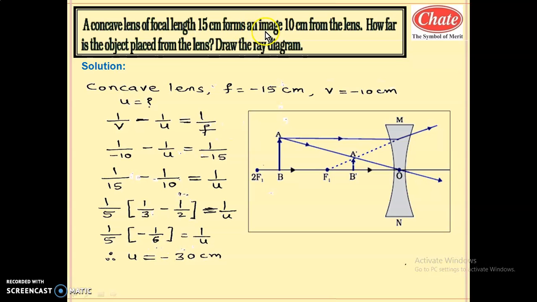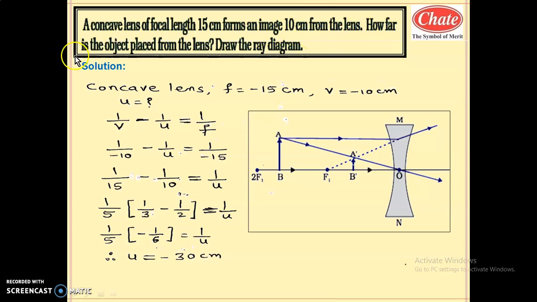For an image 10 centimeter from the lens, it means here 10 centimeter is position of image, that is V. As the lens is concave, concave lens always produces virtual and erect image. It means here V is always negative because image is always formed on the same side of the object. That is the last case of the image formation. So here V will be minus 10 centimeter.